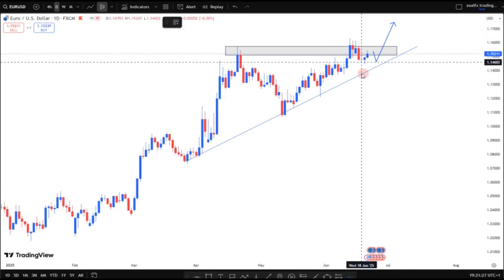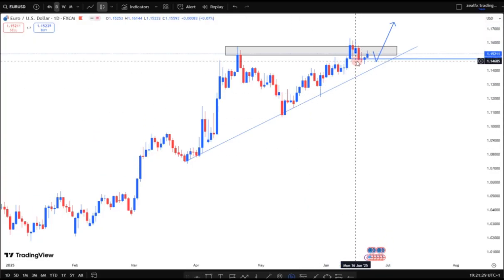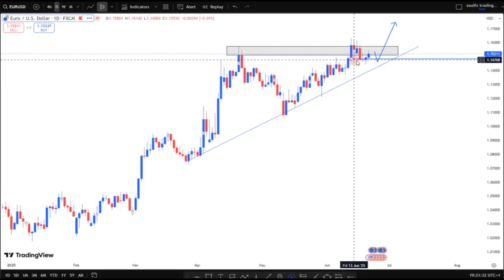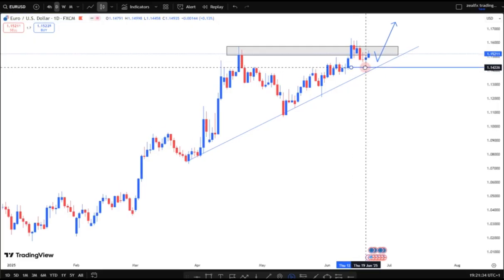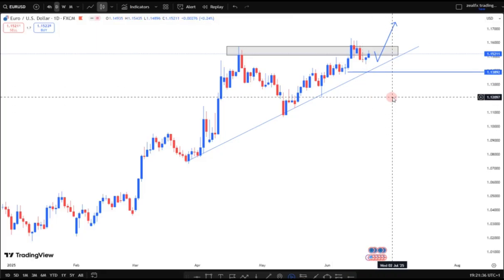We also have a support zone at this area. We're also looking for buying opportunity from any of these support zones on the daily chart.